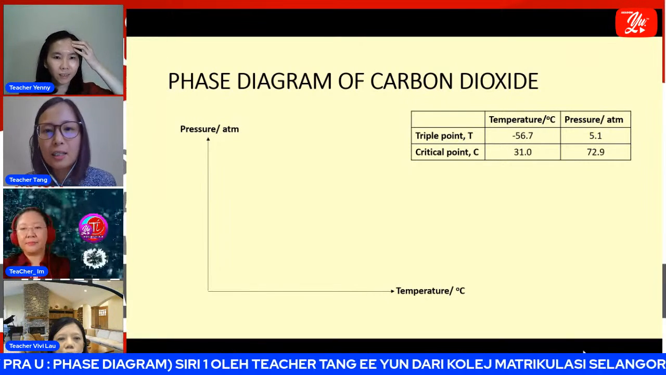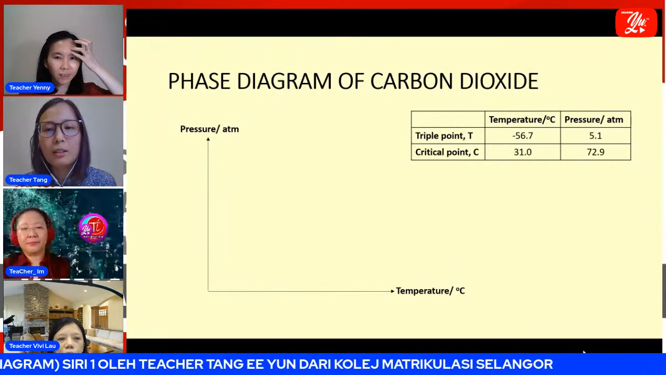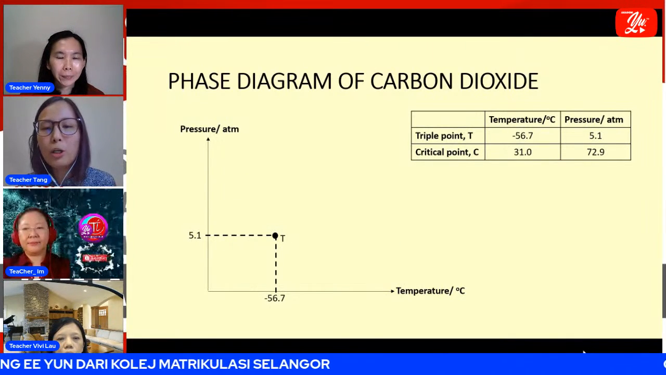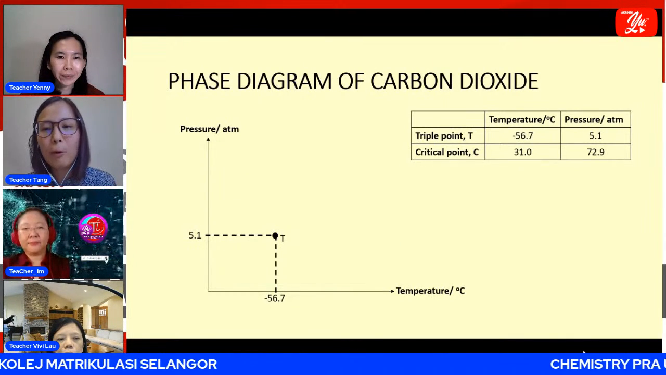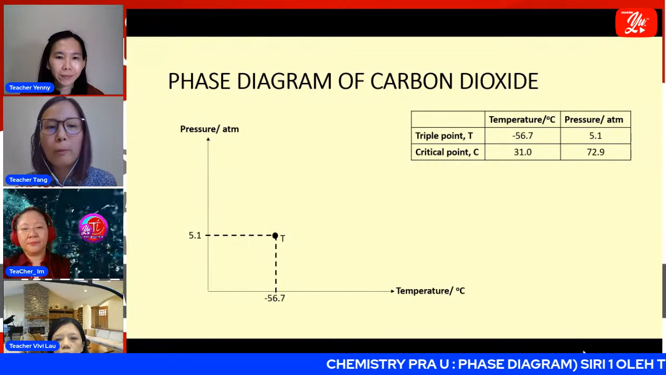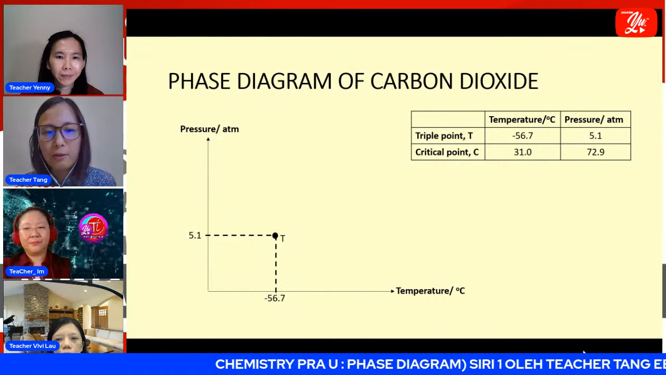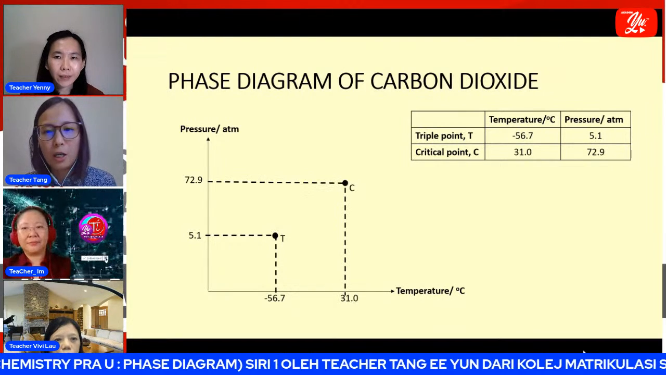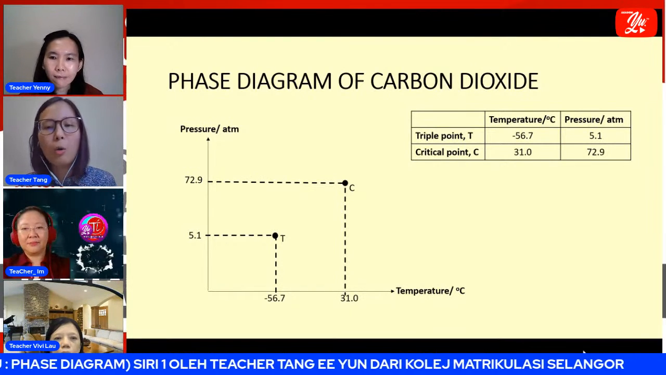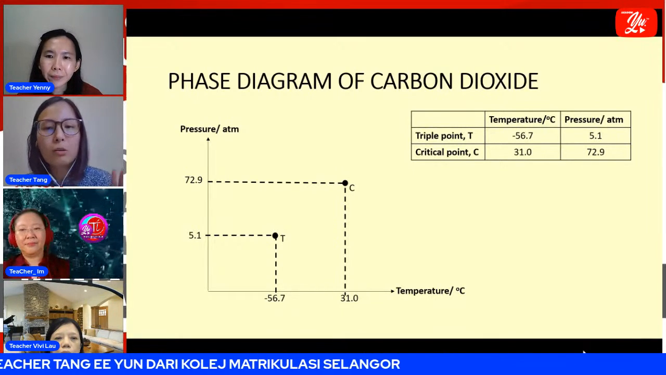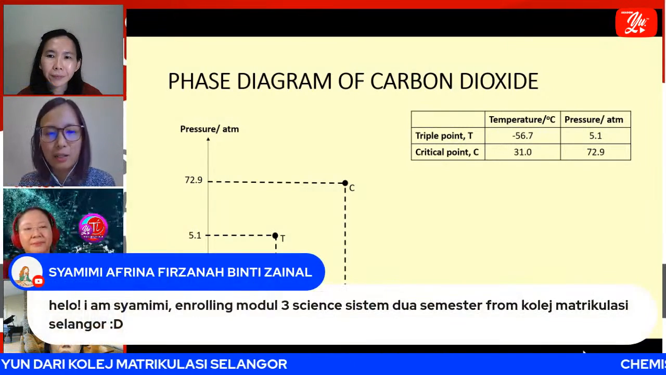The second thing is to plot the triple point. The triple point temperature and pressure usually will be given, so you just need to plot them into the diagram. The third thing is to plot the critical point. Again, the critical point will also be given, so the third thing you need to do is to plot the critical point into the phase diagram.